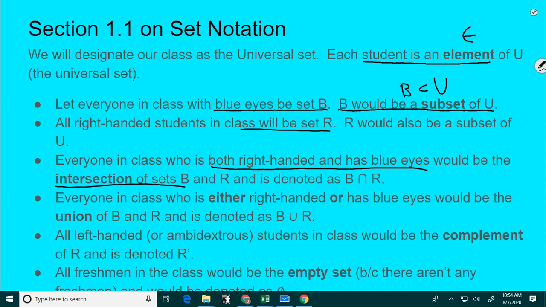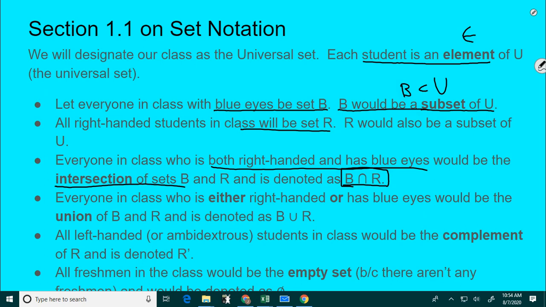You're part of the intersection of those sets. And we denote that with this little upside down U symbol. That means intersection. Okay, basically the overlap. Everybody who does both of those.